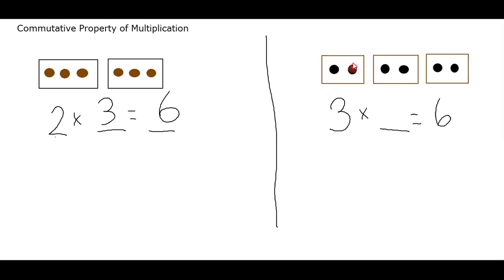Let's see how many are in the next group. 1, 2. How many are in this group? 2. And the last group, 1, 2. So my missing factor is going to be a 2. I accidentally wrote the answer in there, but we're going to find how many altogether by counting the dots in the group. Altogether, 1, 2, 3, 4, 5, and 6. So altogether, there are 6 counters.